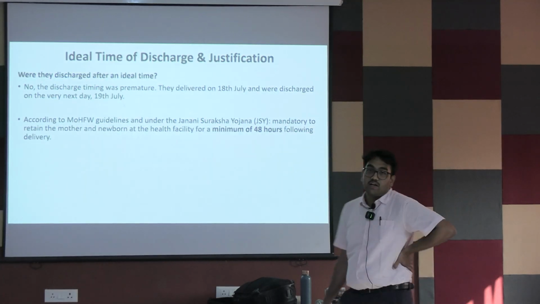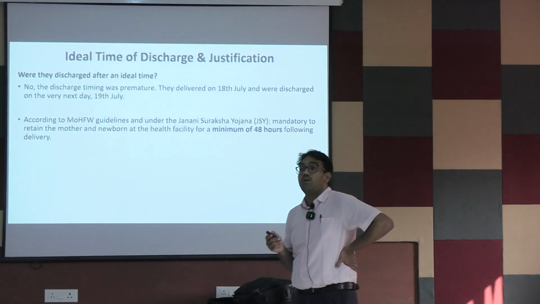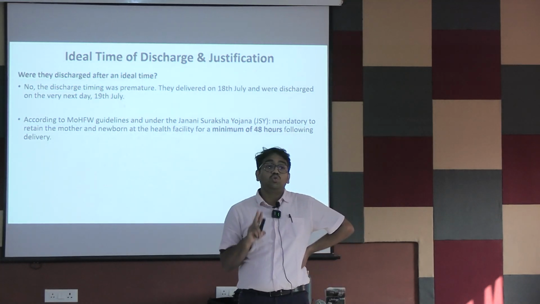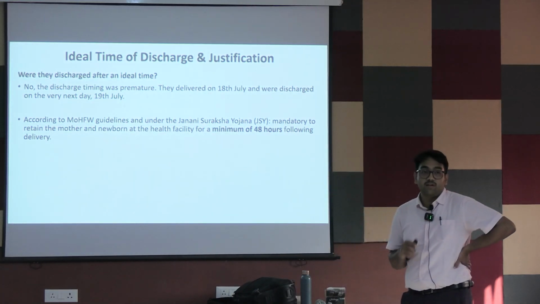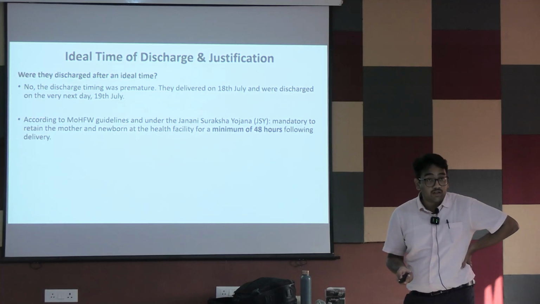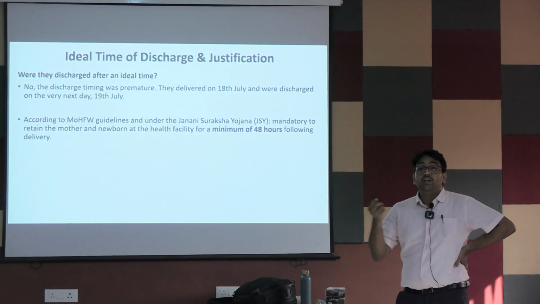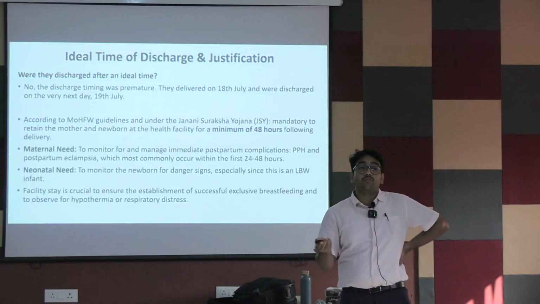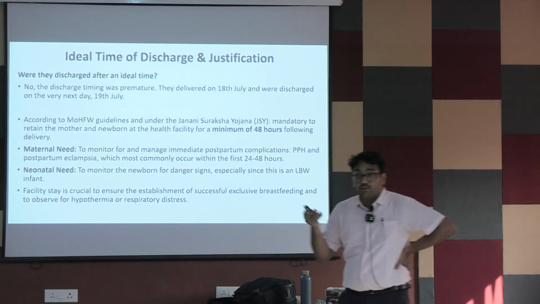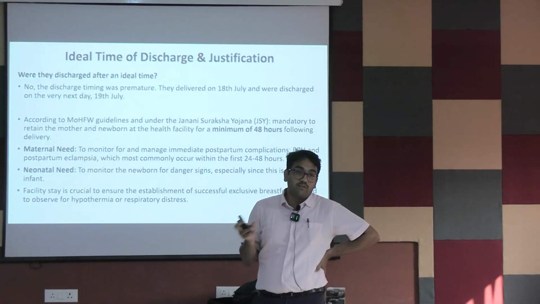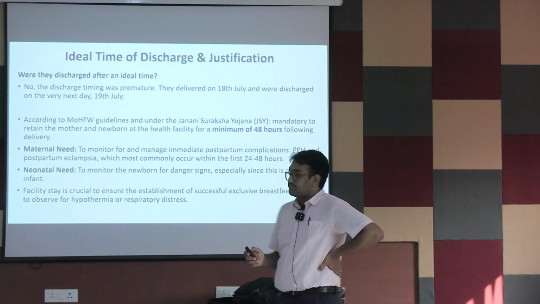Next, ideal time of discharge. So the recommendation is that the confinement following normal delivery is at least for 2 whole days, that is for 48 hours. So if the discharge was earlier, that means safe confinement has not happened. What are the problems that can happen here? You can have delayed PPH, postpartum hemorrhage. Okay, with the newborn who is a low birth weight newborn, you can have problems of hypothermia. You can have delayed initiation of breastfeeding. There can be faltering of breastfeeding. So for that reason, at least 2 days confinement is necessary. Okay.